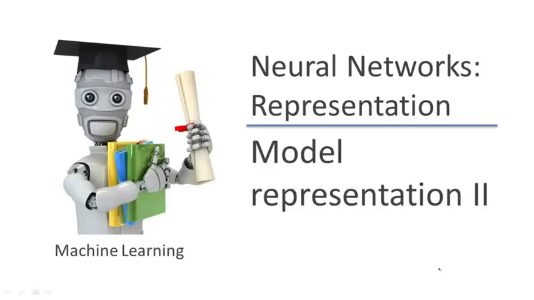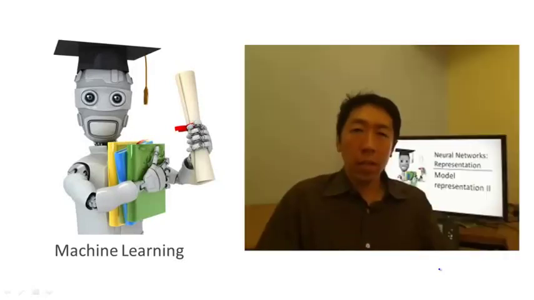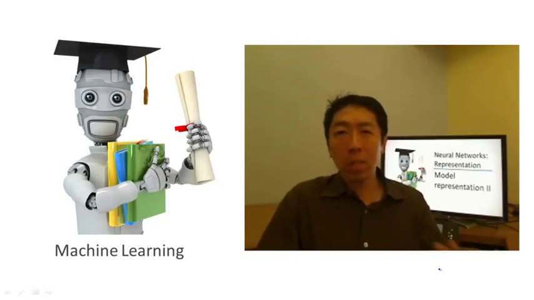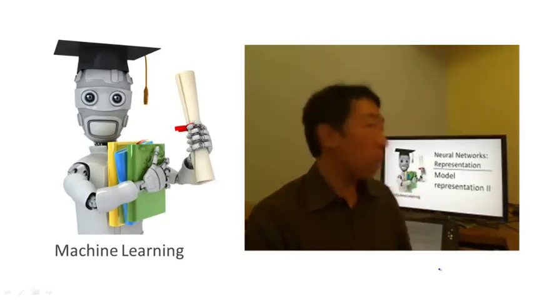In the last video, we gave a mathematical definition of how to represent or how to compute the hypothesis used by a neural network. In this video, I'd like to show you how to actually carry out that computation efficiently, and that is show you a vectorized implementation. And second, and more importantly, I want to start giving you intuition about why these neural network representations might be a good idea and how they can help us to learn complex nonlinear hypotheses.